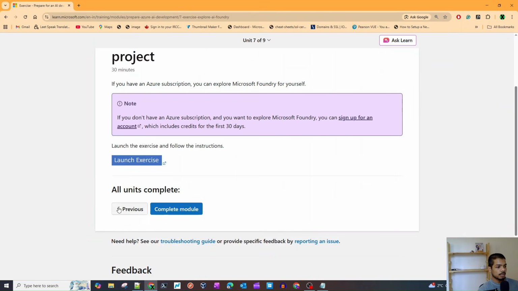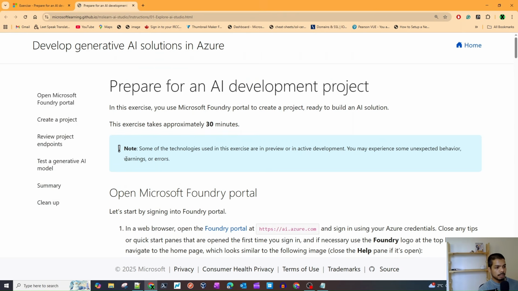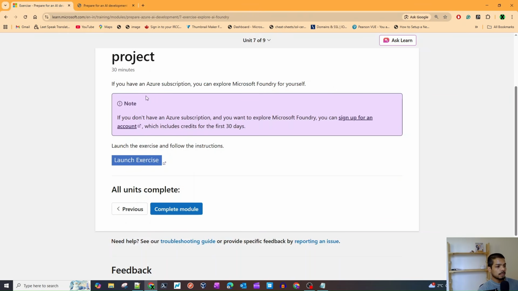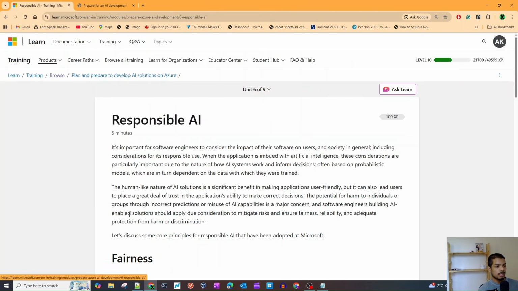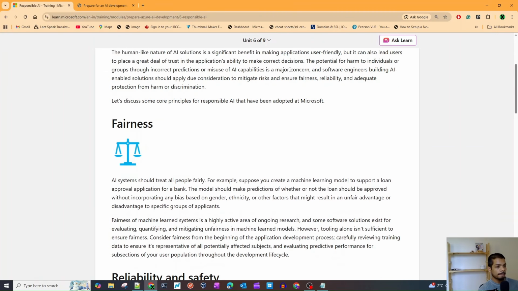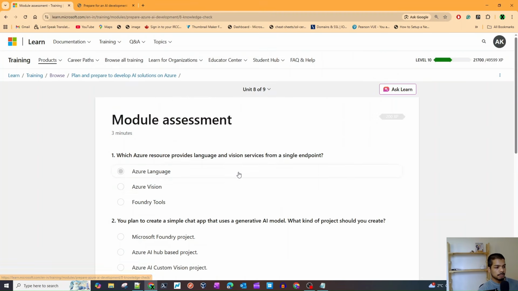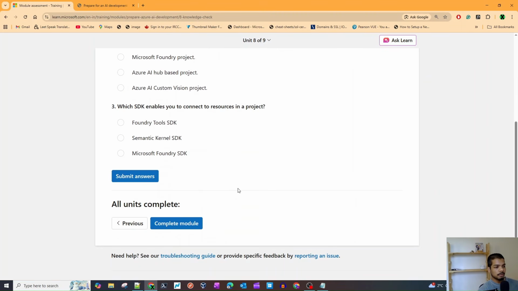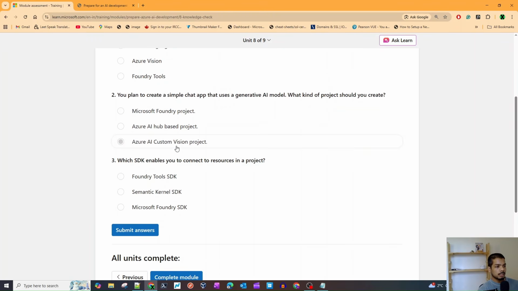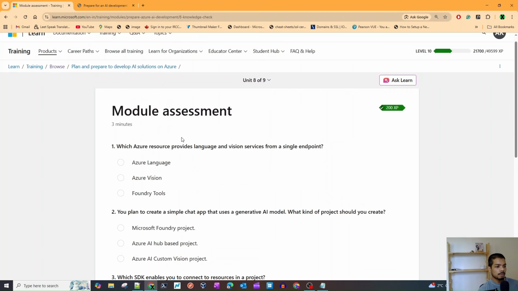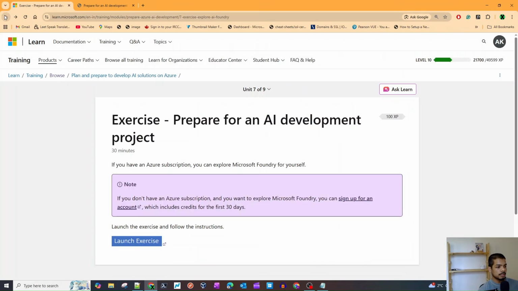So yeah, you launch the exercise, and it's basically a lab, which is kind of nice because you get hands-on experience. And along with the lab, you always have these module assessment questions, which are very easy and simple. I don't think questions from this come in the actual exam, but it's always good to go through them. So I did go through all of these modules.